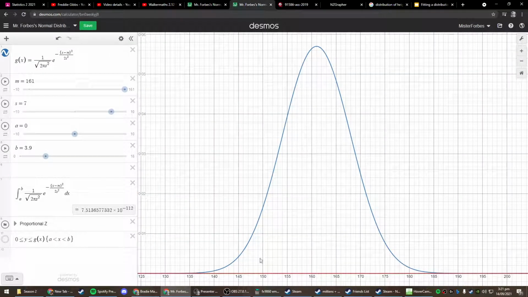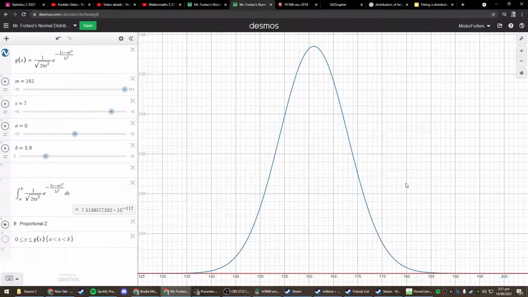Now, making a model of something is really important, because once you model data, then you can start to utilize that model to make calls about things. So the thing that we're going to be using our models for in this external is working out what proportion of people fall within different ranges. So let's have a look at an example.